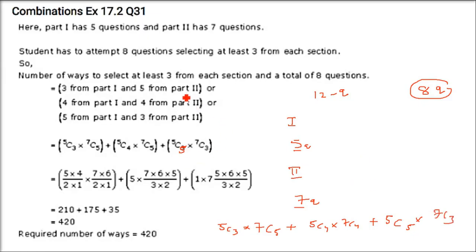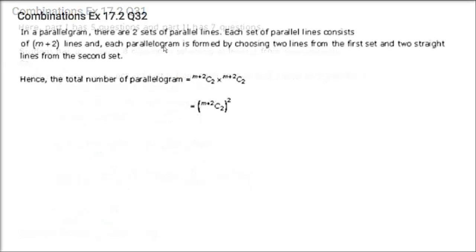So these are the only possibilities. See, at least 3 has to be taken. It can go beyond whatever number, but at least 3. So 3, 4, 5, this one, 3, 4, 5, this one. Just multiply them with the and-or rule, the multiplication and addition rule, and you get the answer.